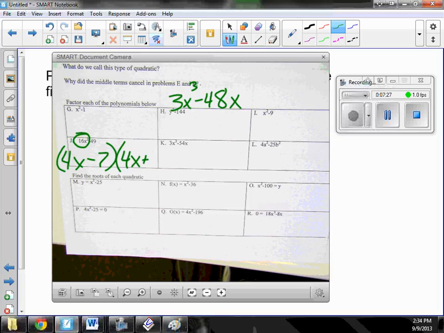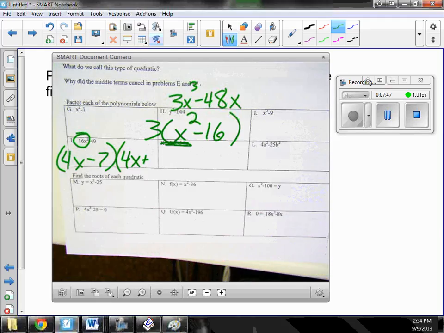3 is not a perfect square, and I changed it. It's not 54 anymore. It's 48. Is 48 a perfect square? Almost. 49 is, but 48 is not. So what do? Pull out a 3. So once I pull out that 3, now I do have a difference of squares. So my answer is 3 times x minus 4 times x plus 4.